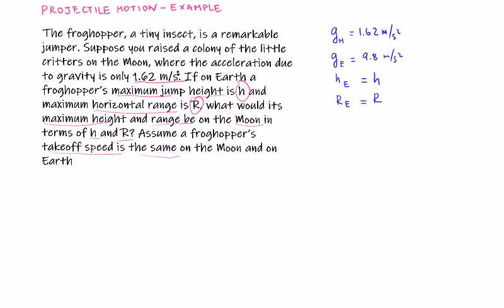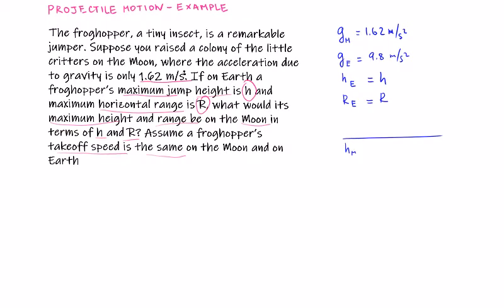It says what would be the maximum height and range on the moon. So what we're looking for is the maximum height on the moon and maximum range on the moon in terms of H and R. Also, it says the takeoff speed is the same on the moon and on the Earth. So V on the moon equals V on the Earth.